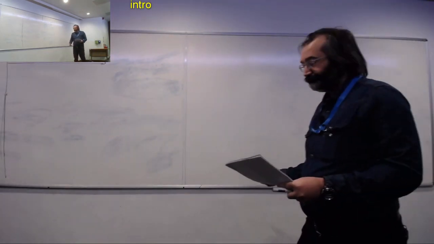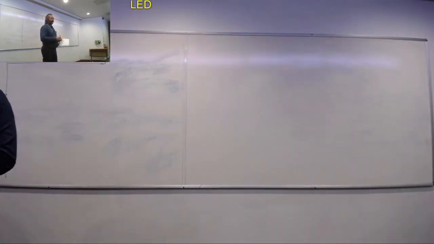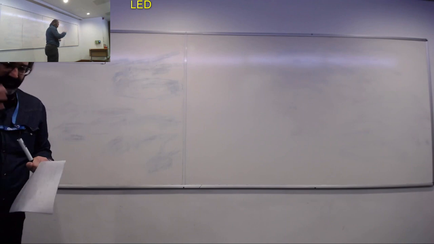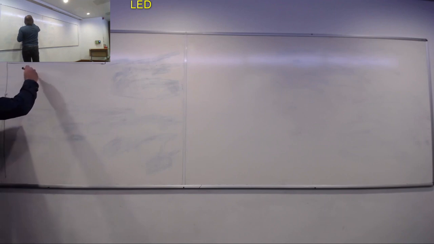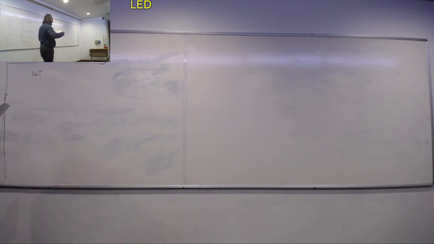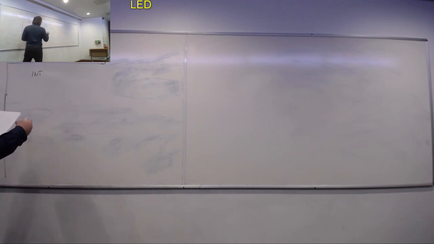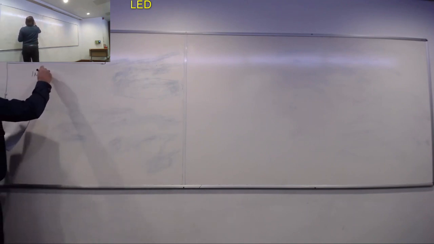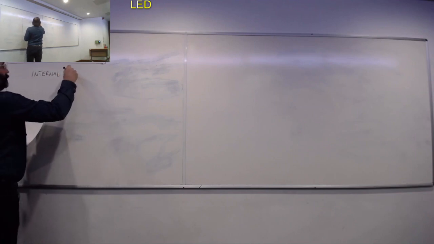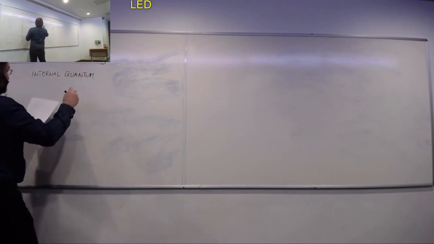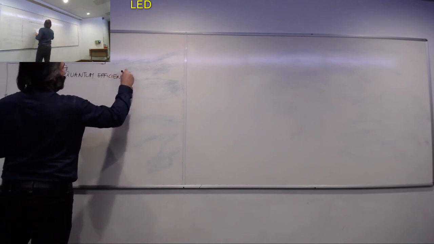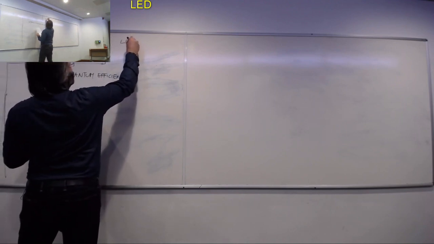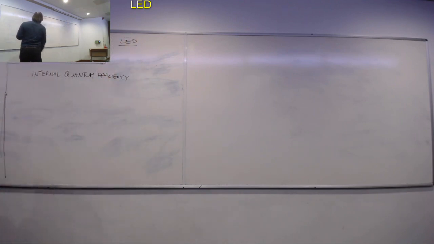Okay, so the LED. The first thing we need to do is clarify in our mind some definitions of some important quantities. The first one is the so-called internal quantum efficiency. When we talk about light emission processes, we need to define precisely what this is. Remember, we are talking of the LED, so light emission. So what is the internal quantum efficiency in light emission?